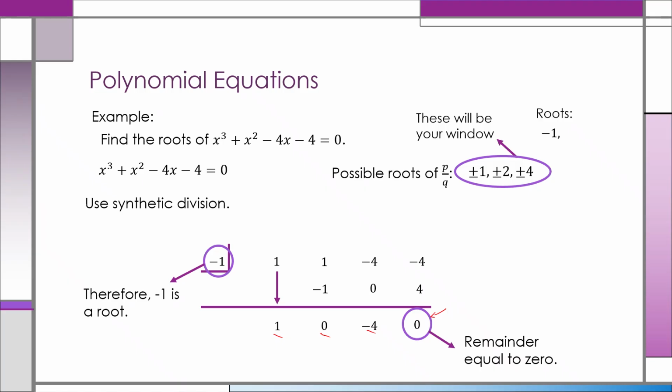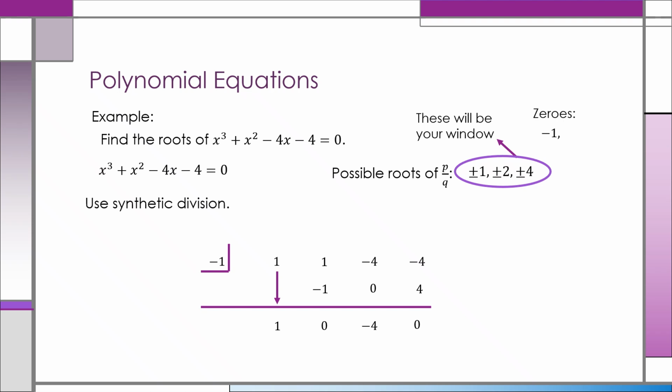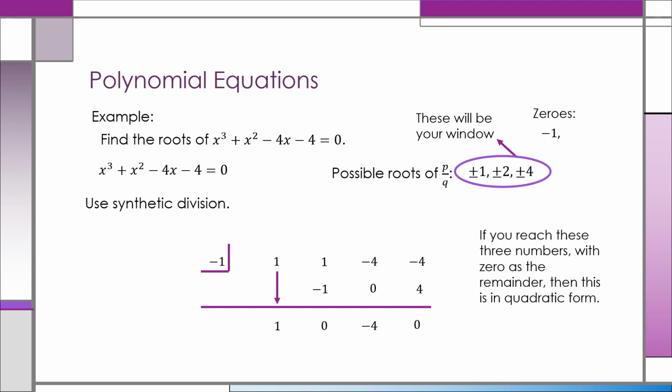Now, let's have a next step. Our next step here is to write this down in quadratic form. So if you reach these three numbers with 0 as the remainder, then this is in quadratic form. And this time, we have three numbers here, 1, 0, and -4, excluding the remainder on the right, which is the 0. So we can write this in quadratic form, and this will be written as x squared minus 4 equals to 0.